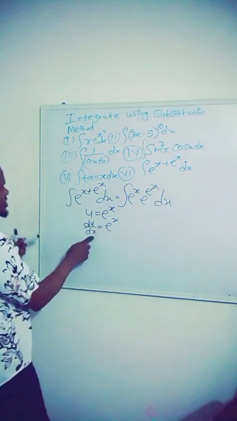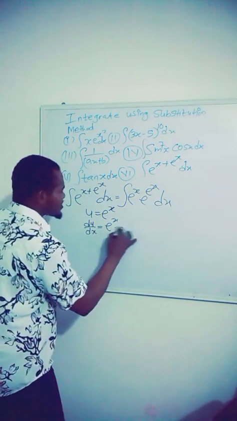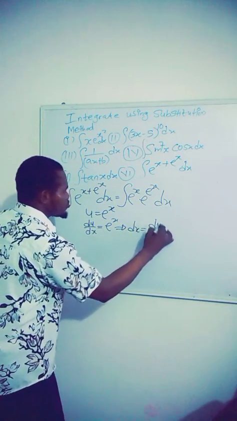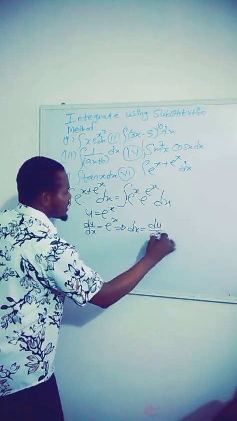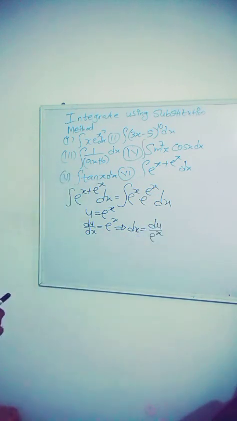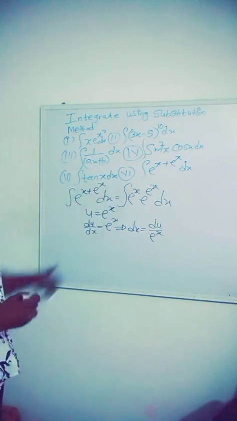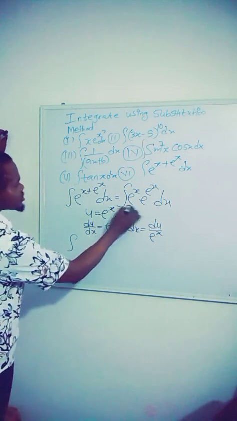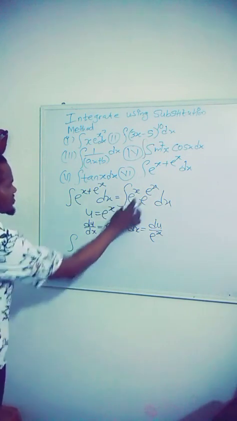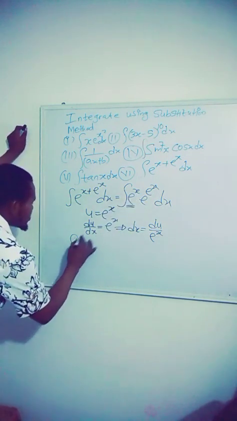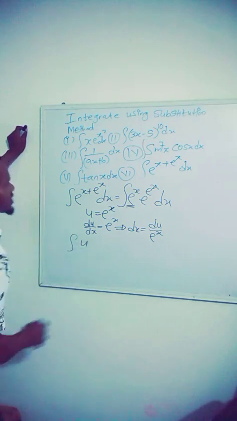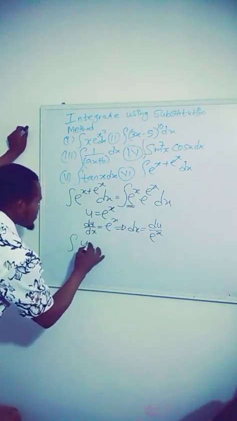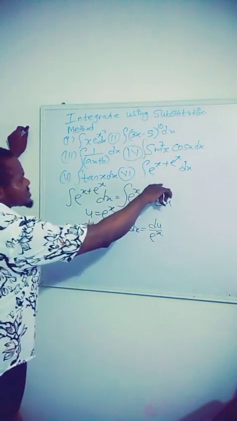Now, making dx the subject of the formula, this implies that dx will be equal to du over e raised to power x. Now, let's come here and replace all of them. From here, the integral of, we say let u be this. So if this is u, we're having u, then this is e raised to power. Look at this, this is u.